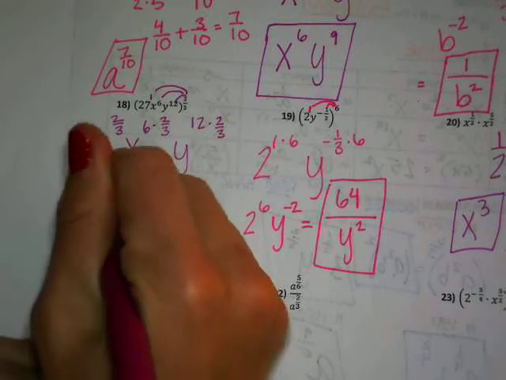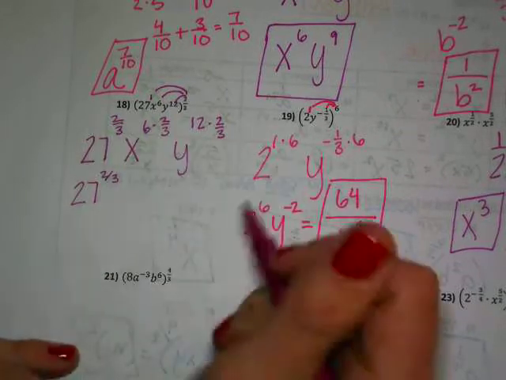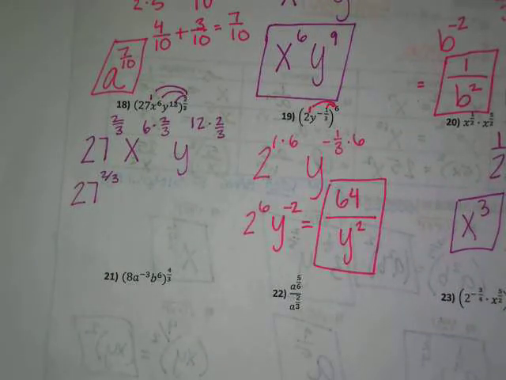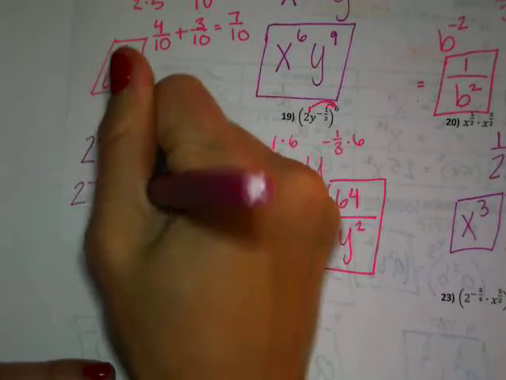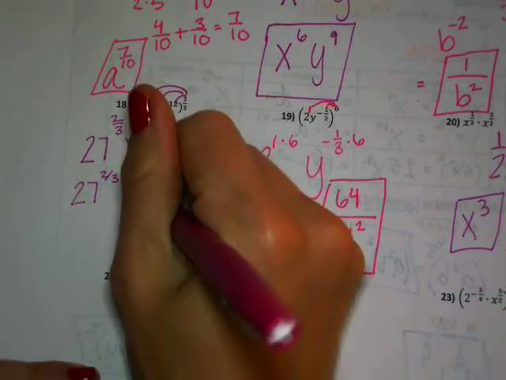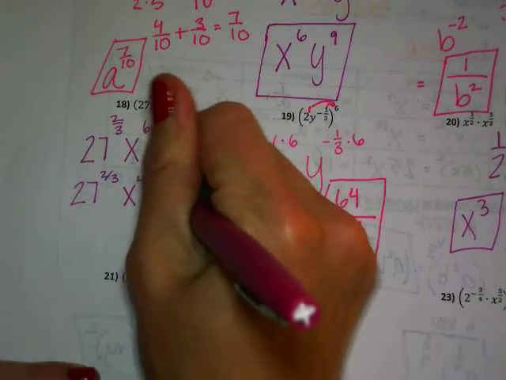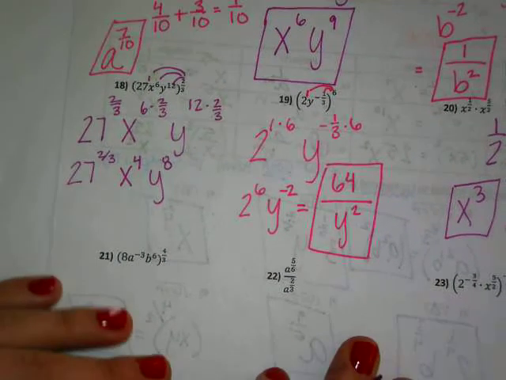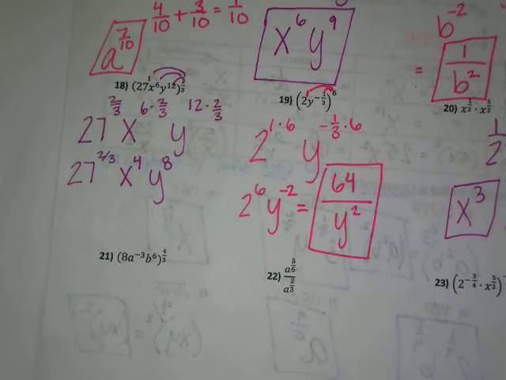All right, so now we're going to simplify. I'm going to worry about this later. What is 6 times 2/3? 4. X to the 4. And 12 times 2/3? 8. All right. So are we good up to that point? This can be my last example if you want.